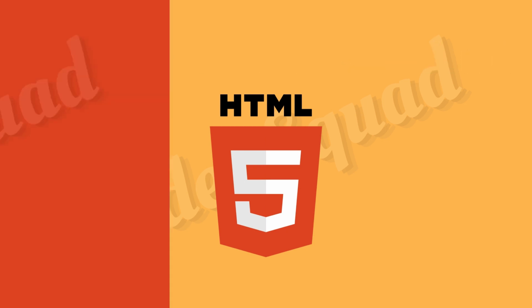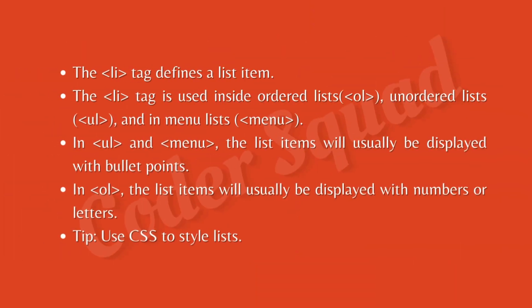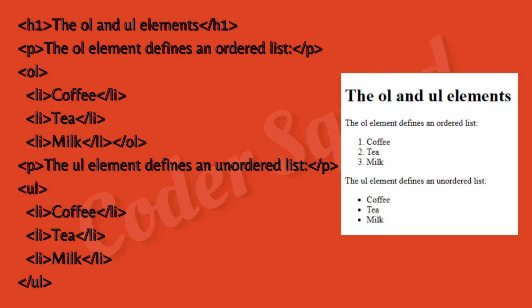Lists help organize information. Discover the ul unordered list and ol ordered list tags along with li for list items. Perfect for creating bullet points or numbered lists.